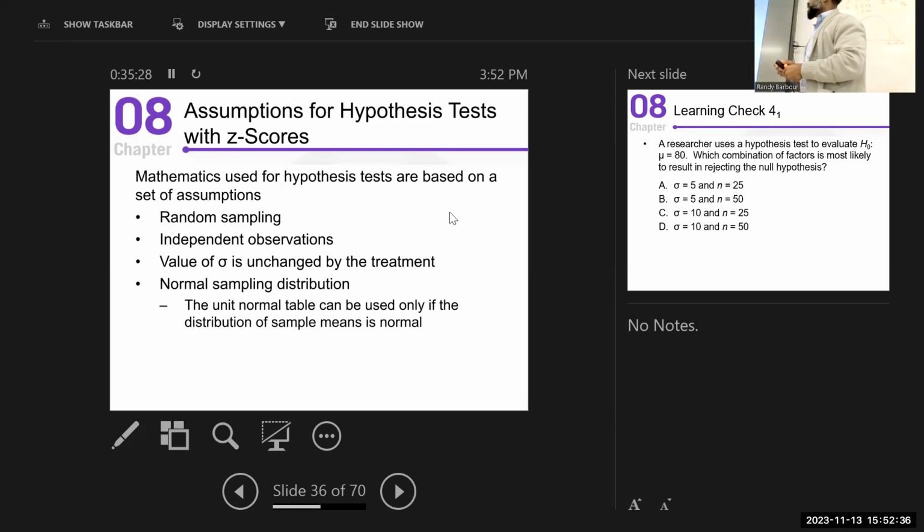When we move on to the t-test, we'll come back to this. But again, independent observations are going to be things that we have to account for as assumptions for other tests.